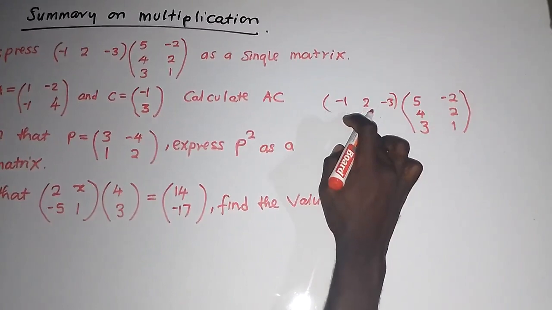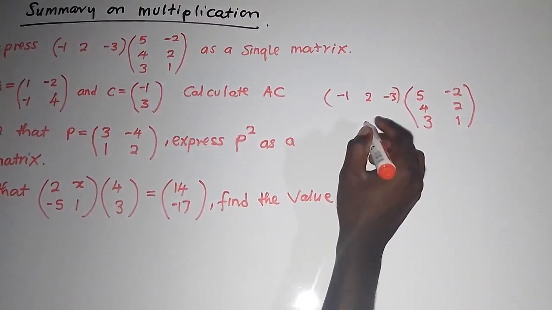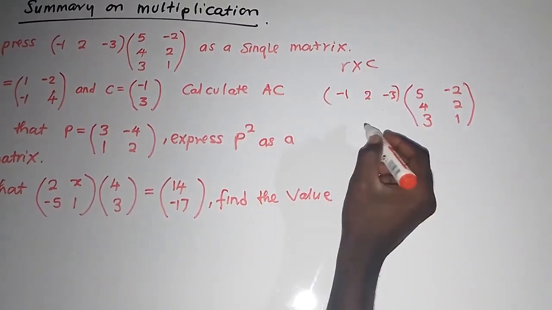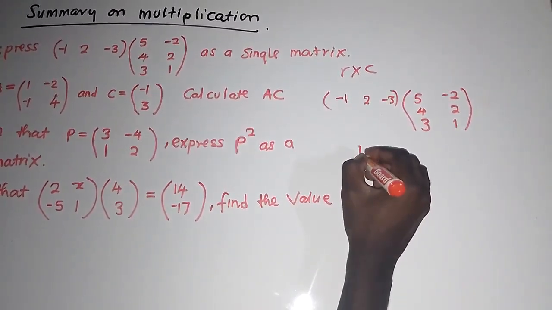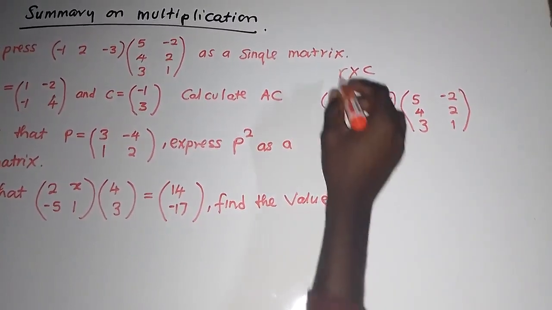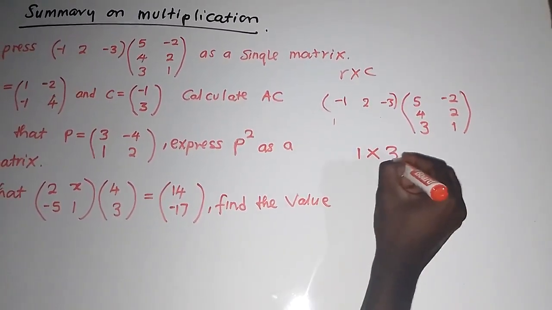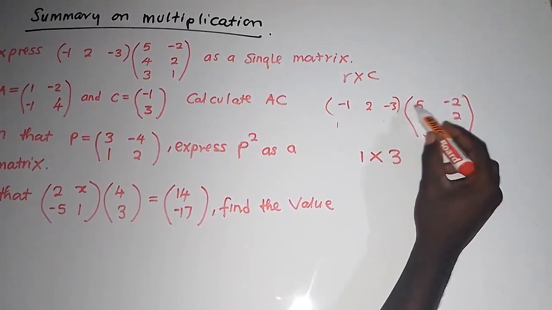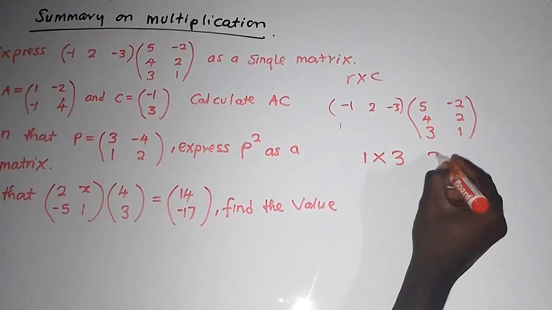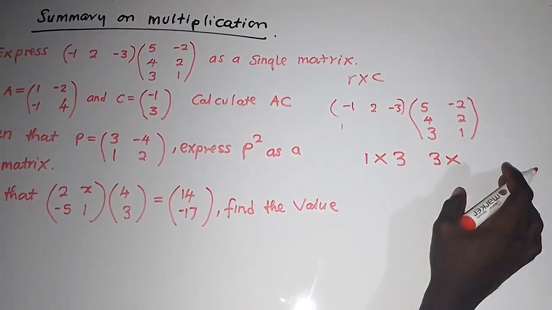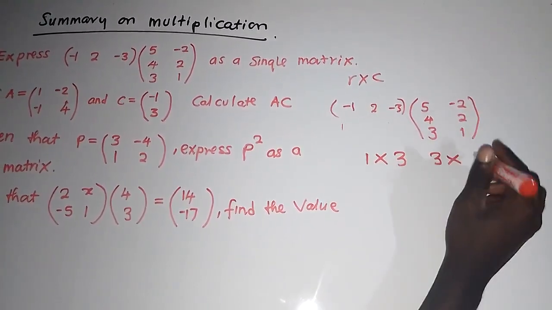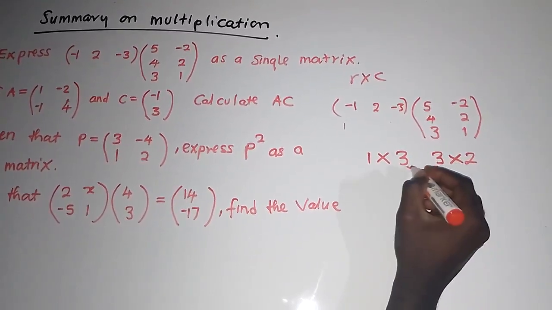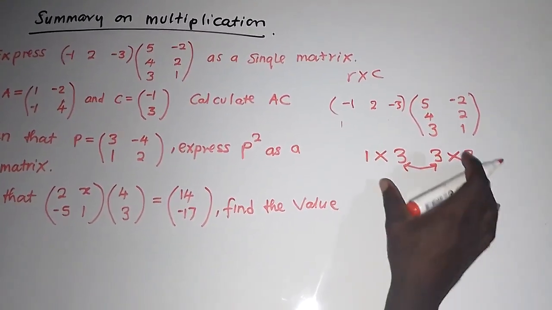So what is the order of this matrix? How many rows are here? The way we get the order, you say row by column. How many rows are here? It's only 1. By what? How many columns? 1, 2, 3. We've got 3 columns. I go to this one. How many rows are here? 1, 2, 3. We've got 3 rows times how many columns? 1, 2. 2 columns like this. So these two are equal, which means you can multiply these two.